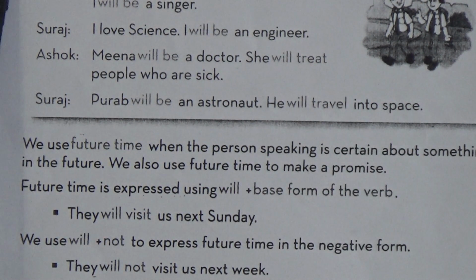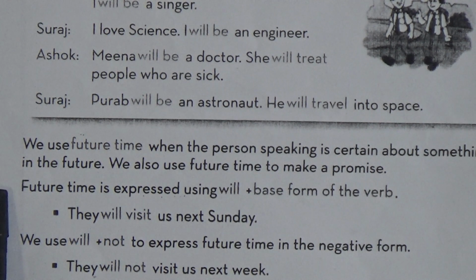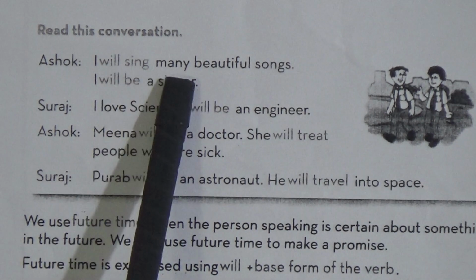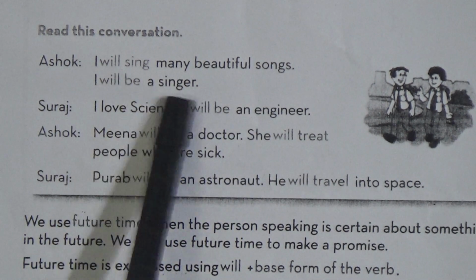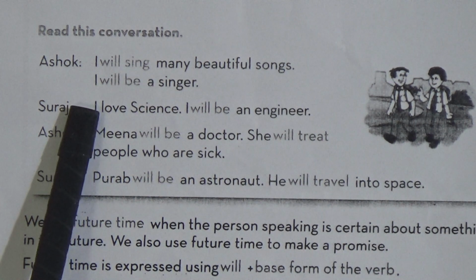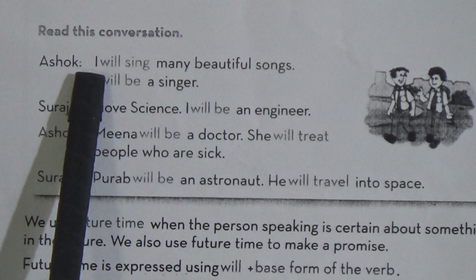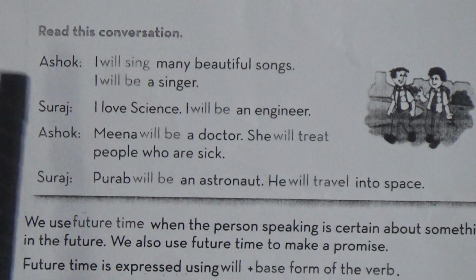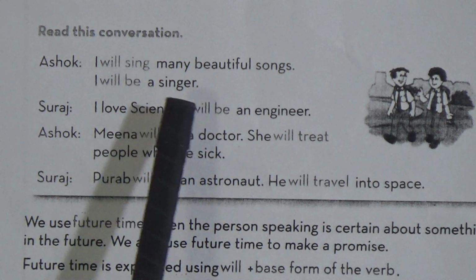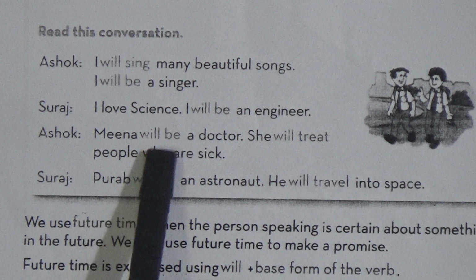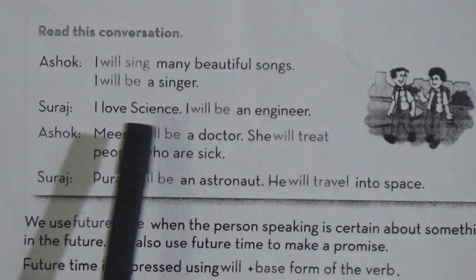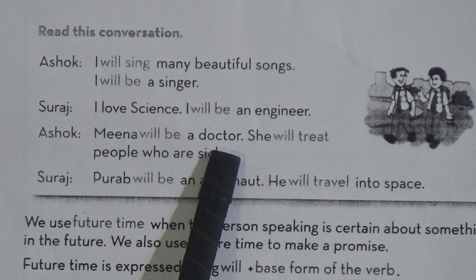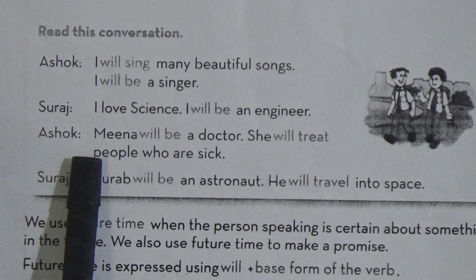That means here Ashok and Suraj are discussing their future career, what their aim in life is or what they want to be. That's why Ashok is saying, I will sing many beautiful songs. I will be a singer. So for future time expression, he is using will with the main verb. Like that, in every sentence they are using will: I will be an engineer, Meena will be a doctor, she will treat. They are using will for expressing their future aim in life.